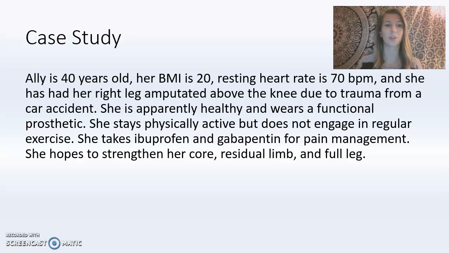My case study was on Allie. Allie is 40 years old, her BMI is 20, resting heart rate is 70 beats per minute, and she has her right leg amputated above the knee due to a trauma from a car accident. She is apparently healthy and wears a functional prosthetic. She stays physically active but does not engage in regular exercise. She takes ibuprofen and gabapentin for pain management. She hopes to strengthen her core, residual limb, and full leg.